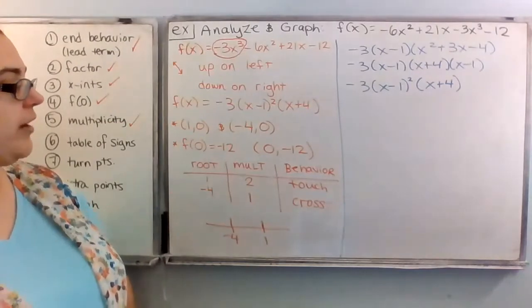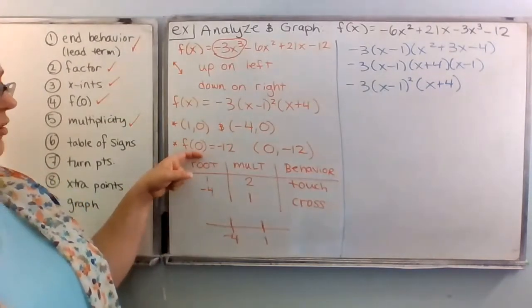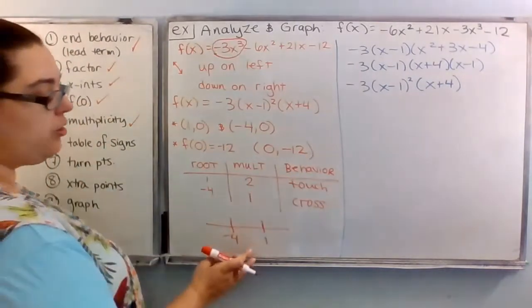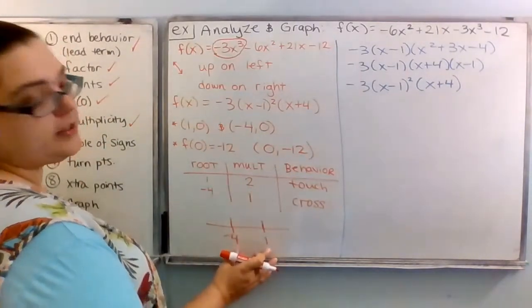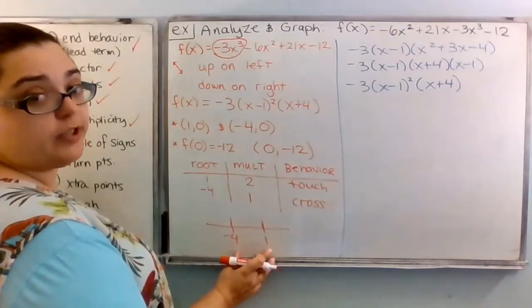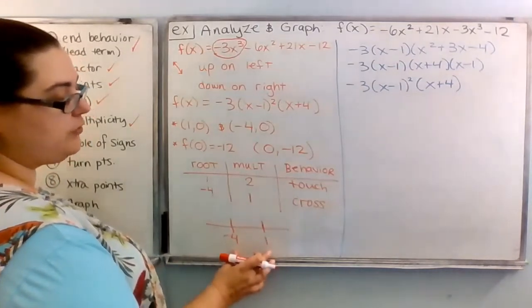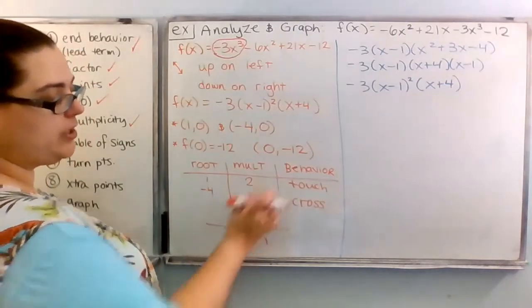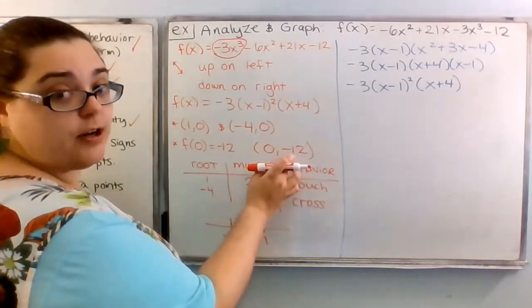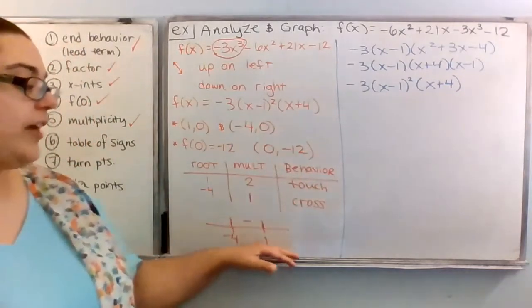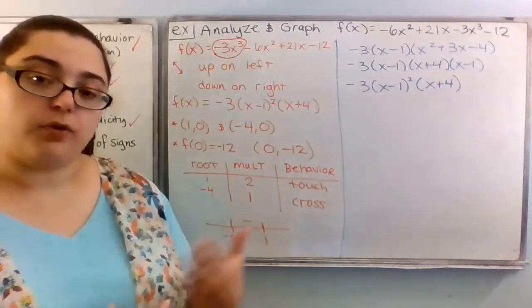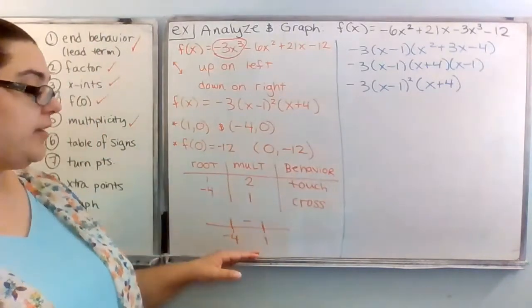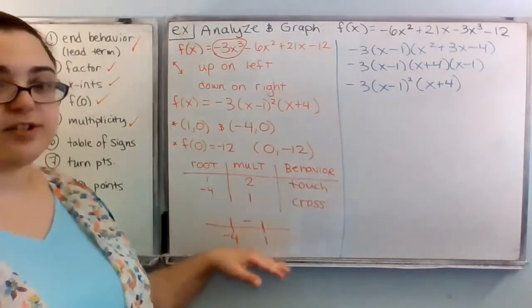Now, I know that when x was 0, we got a y value of -12. So in between -4 and 1 is where the x value of 0 lives, right? So in between -4 and 1, the y values have to be negative because we got a negative when we substituted in 0. I know it's not going to change signs between -4 and 1 because of the intermediate value theorem. If it's going to change signs, it's going to happen at our x-intercept here.